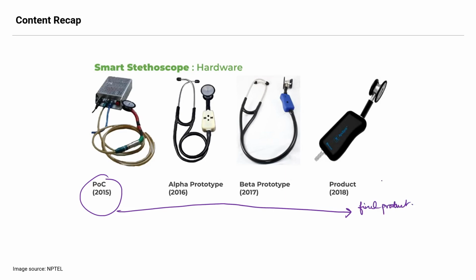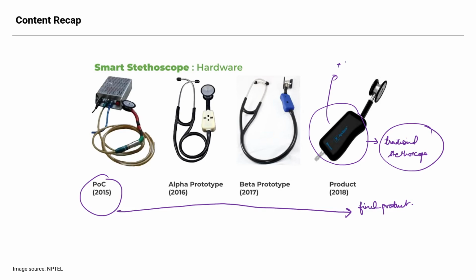So interesting. And the best part of the final product is that this attachment can be added upon the traditional stethoscope. So their innovation is so interesting: you bring a traditional stethoscope, you add this device, and you make it a smart stethoscope. See, the overall offering they are giving is so interesting.